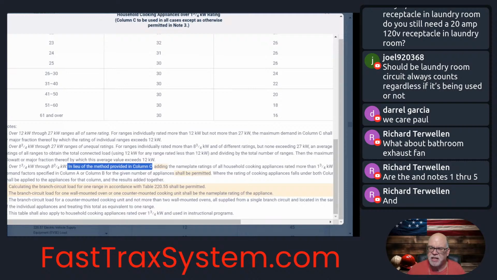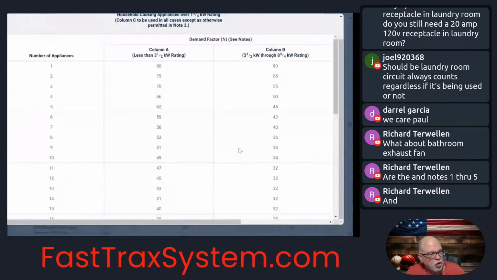Again, go watch that video on Fast Track's YouTube channel about ranges. You'll get it. All right, so notice that note 1 says over 12 through 27, and then note 2 says over 8 3/4 through 27 when you have ranges of unequal ratings, okay? That type of thing. None of which apply to ours. The only one that applies or can apply is note 3.